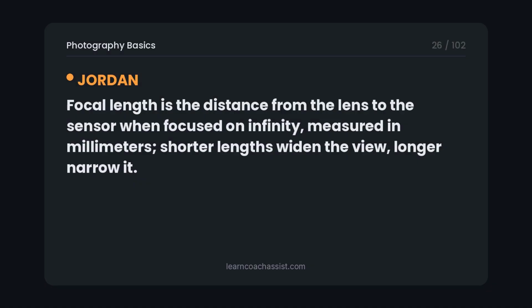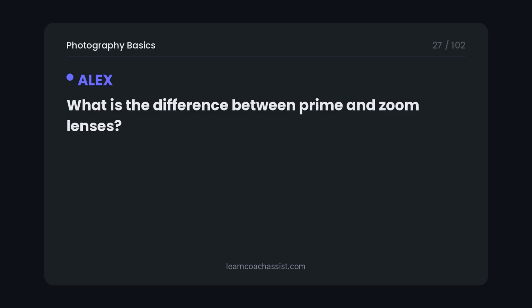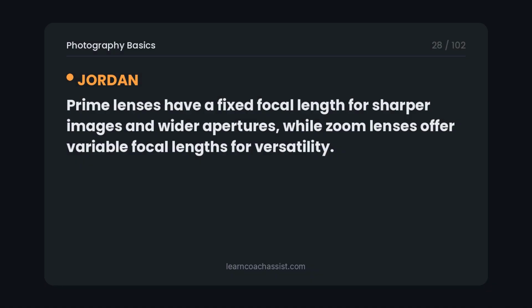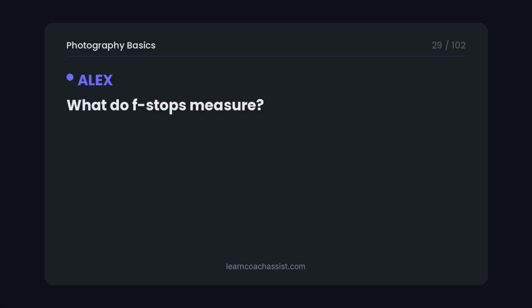Focal length is the distance from the lens to the sensor when focused on infinity, measured in millimeters. Shorter lengths widen the view, longer narrow it. What is the difference between prime and zoom lenses? Prime lenses have a fixed focal length for sharper images and wider apertures, while zoom lenses offer variable focal lengths for versatility. What do f-stops measure?